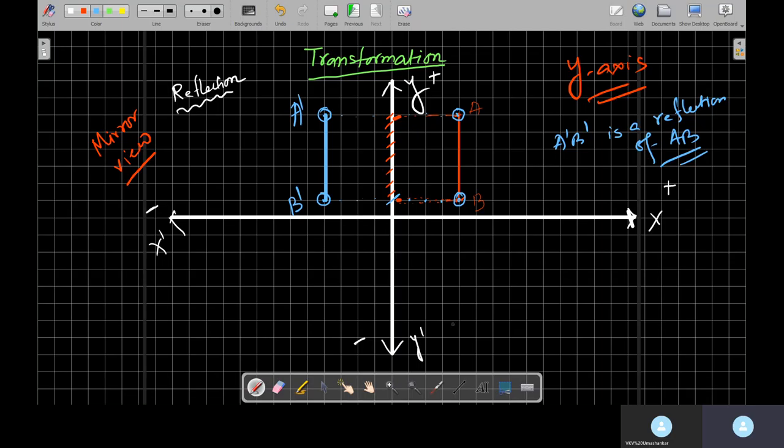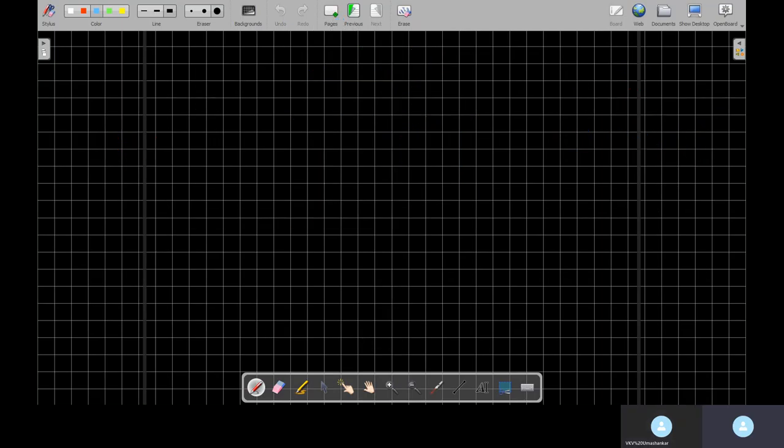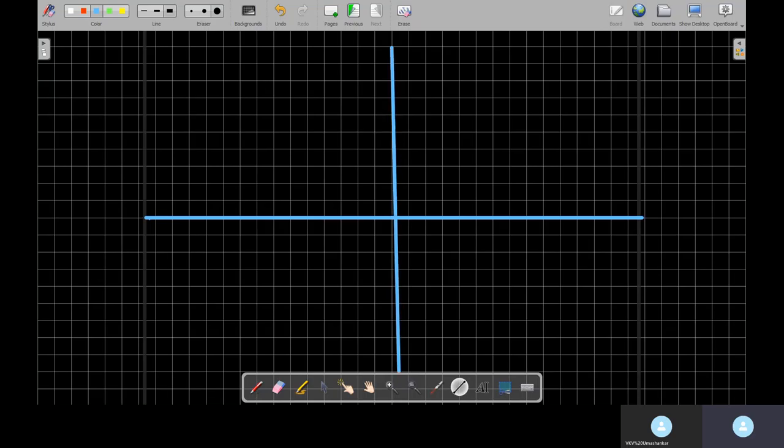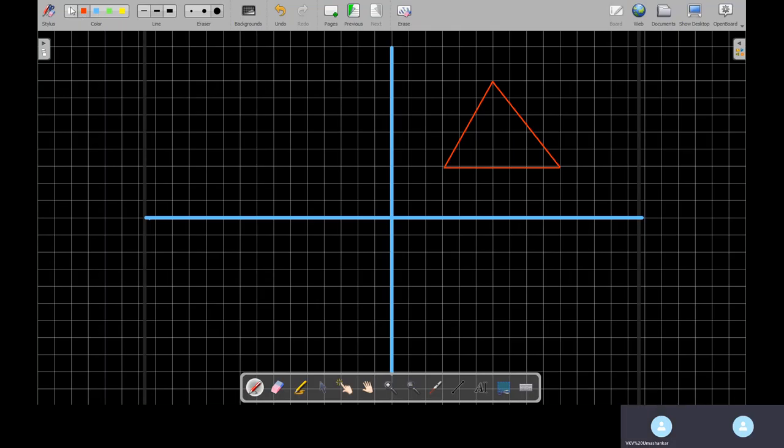Are you getting it? Now I'm going to give you some other object. How are you going to do it? Let's start with another object. First, I'm going to draw the x-axis and y-axis as usual. So this is your x-axis and this is your y-axis. Suppose I'm taking a different object, a triangle. So this is the triangle. Let me give a name to this triangle: this is A, this is B and C.